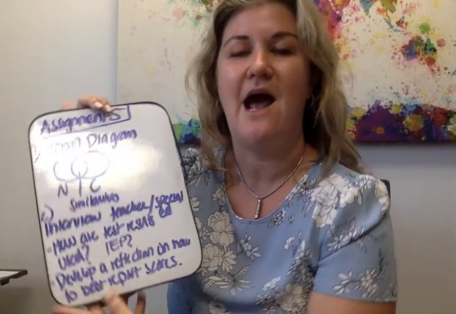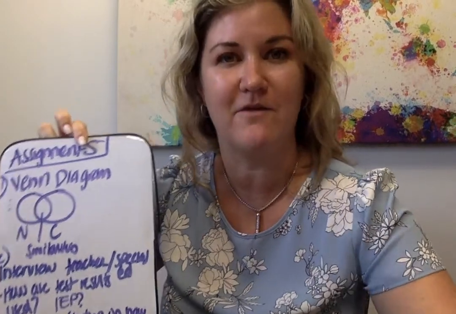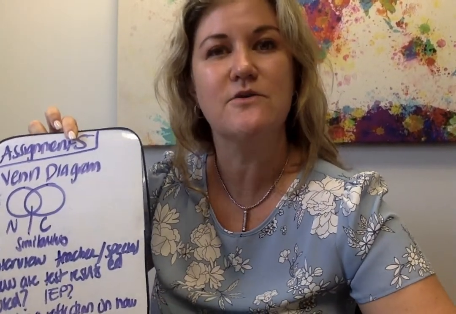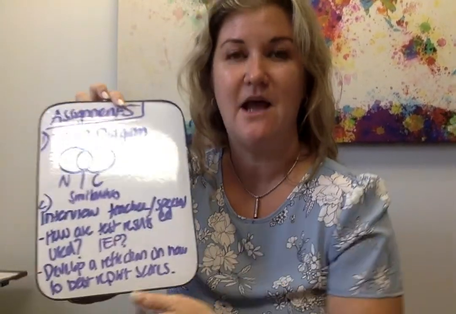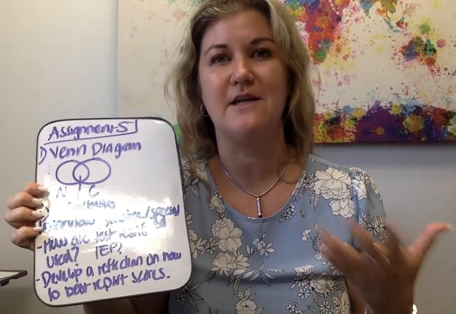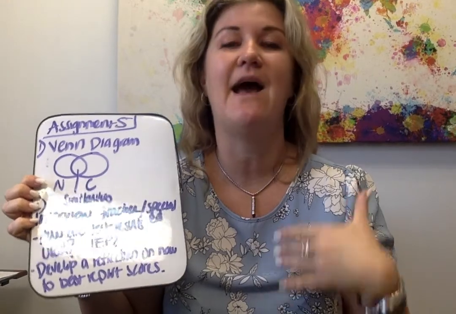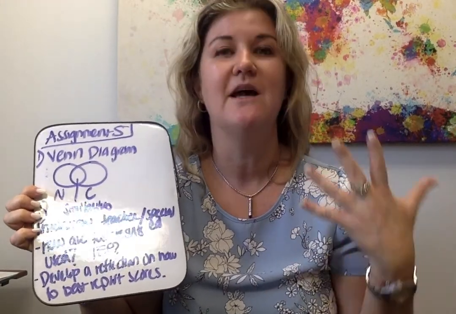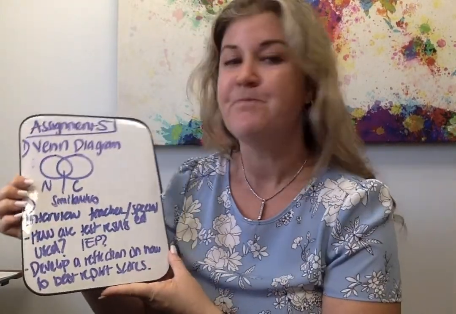The second part of the assignment is I'm asking you to have another informal conversation with a teacher and also a teacher of kids with special needs, and you're going to be focusing on what they do with their standardized test results and how they report these results to families and caregivers.